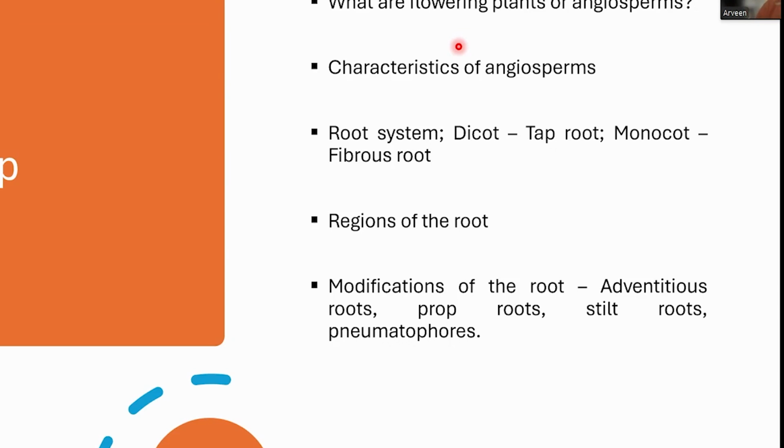Then we studied regions of roots: the root cap, the region of meristematic activity, the region of elongation, and the region of maturation that contains root hair. We also studied certain modifications of roots, that is adventitious roots, prop roots, stilt roots, and pneumatophores. In these cases, roots did not just absorb water and nutrition from the soil, but they were also either providing support to the plant, or being used for absorbing air, oxygen from the environment.